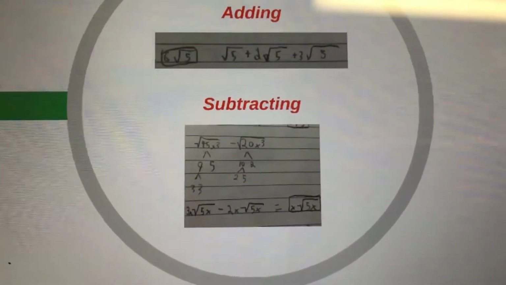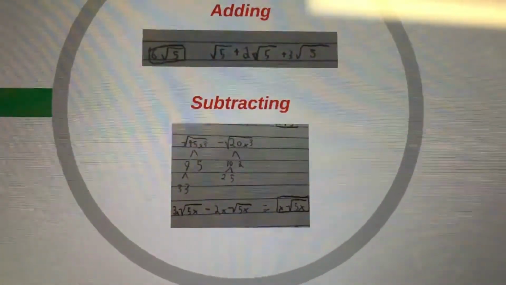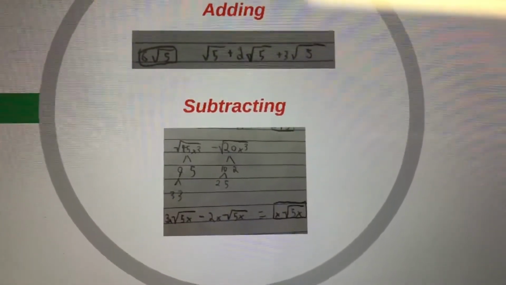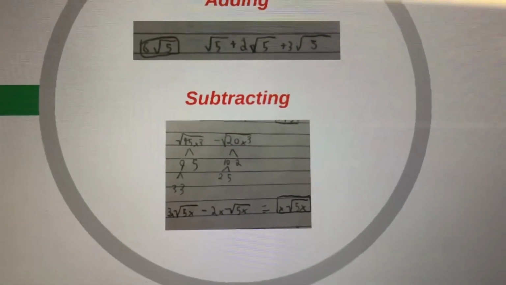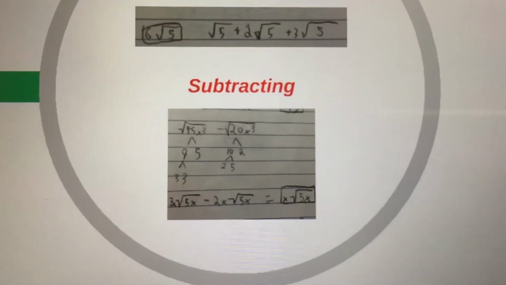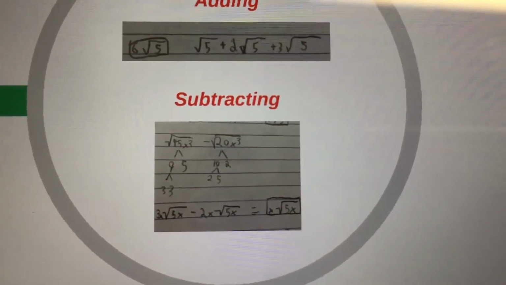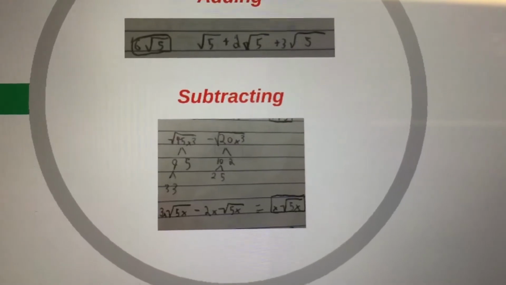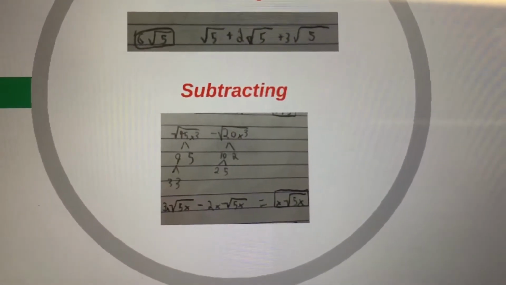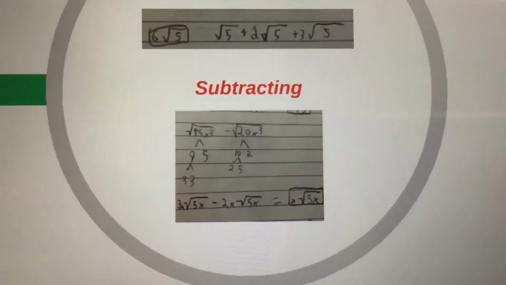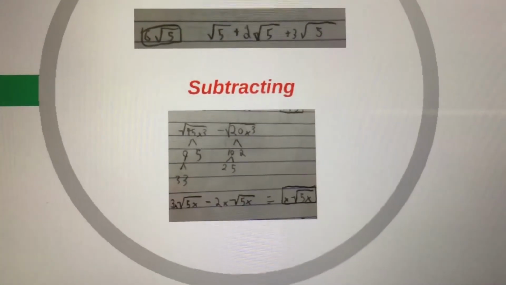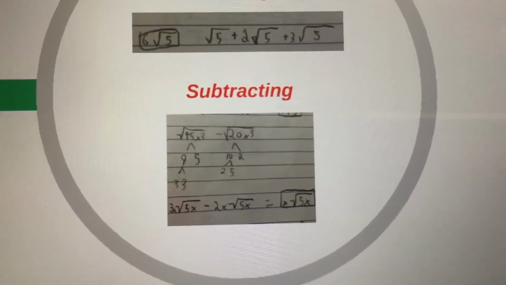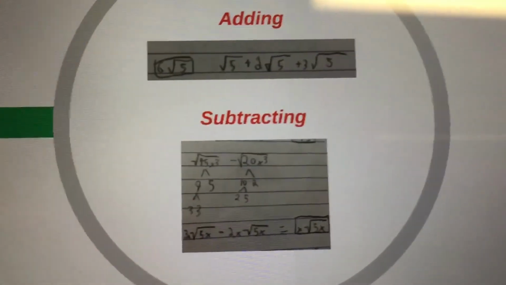For subtracting, first you see that there aren't any like radicals. So you use prime factorization until you get 2 like radicals. And so after using prime factorization, you get 3x square root of 5x minus 2x square root of 5x. Now because they have like radicals, you can subtract. In which case you would do 3x minus 2x, which is x, and you keep the like radicals. So the answer is x square root of 5x.